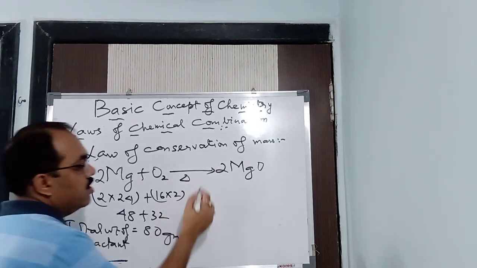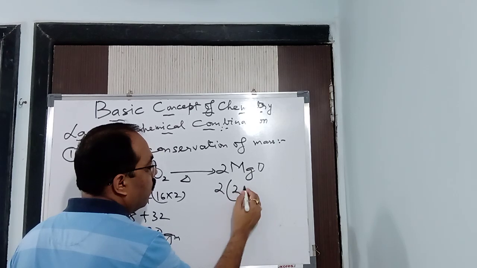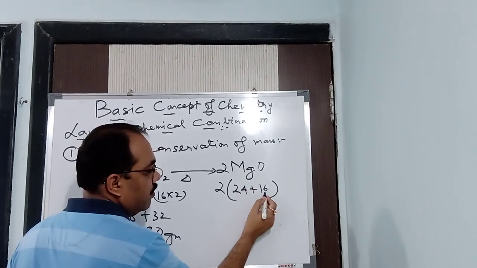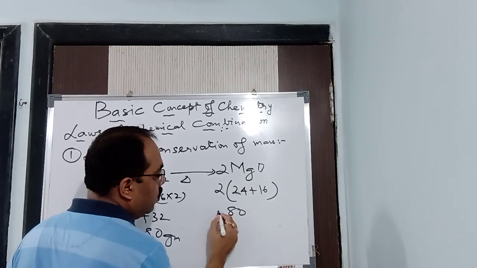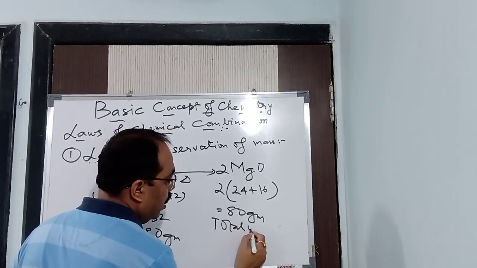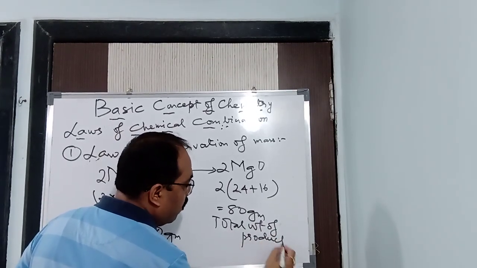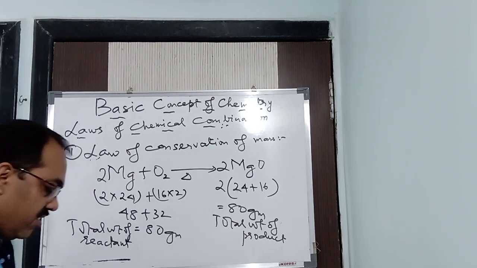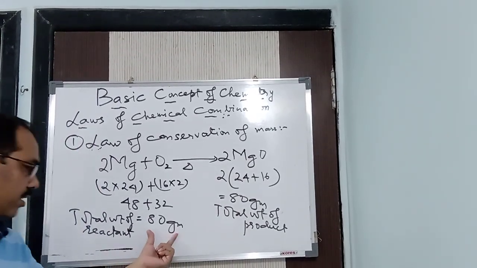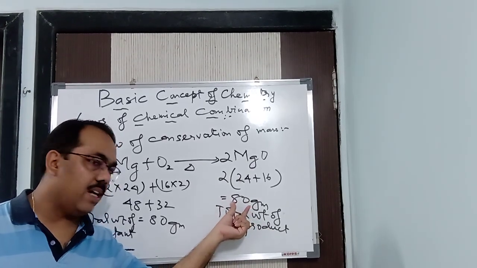Now, for magnesium oxide, we'll see. Magnesium is how much? Nothing but 24. Oxygen is how much? 16. 24 plus 16, how much is it? Nothing but 40. 40 into 2, how much do you get? 80 gram. This is the total weight of the product. Now, what did I say? In any physical or chemical change, the total weight of the reactant is equal to the total weight of the product. You can say 80 gram at the end of the reaction.